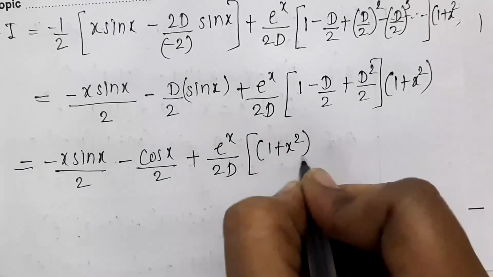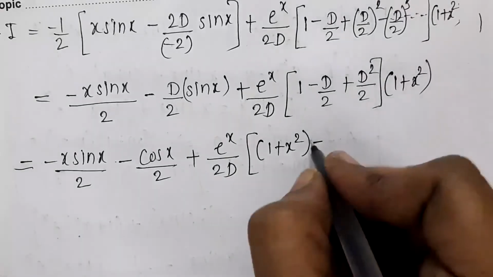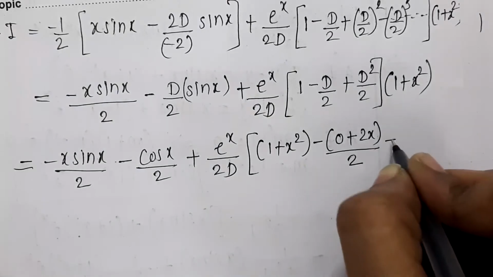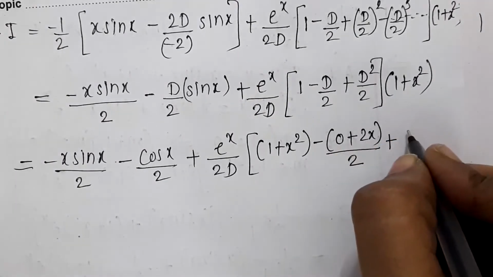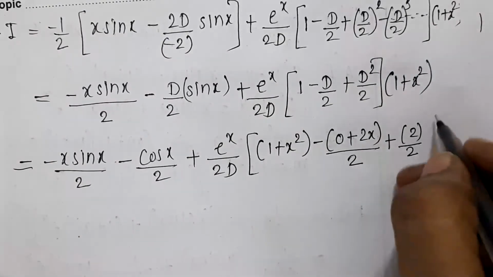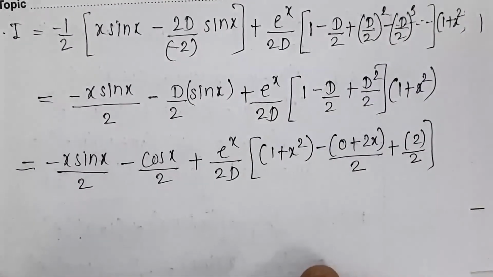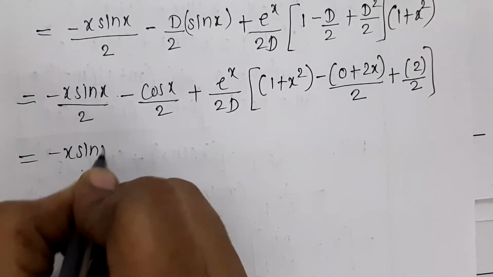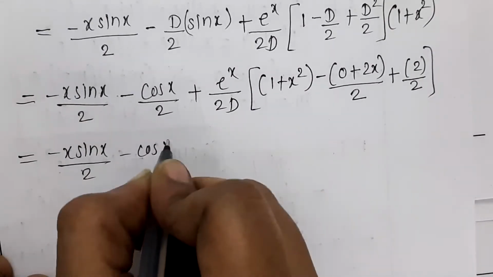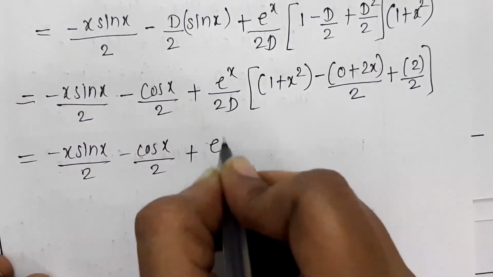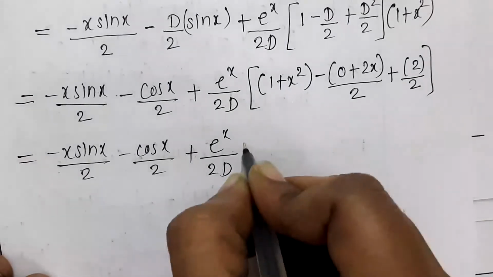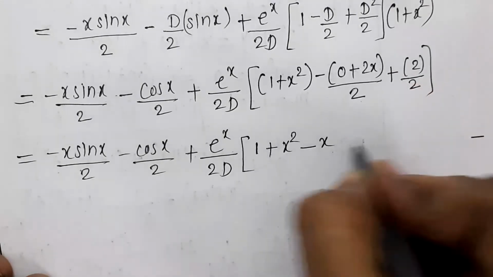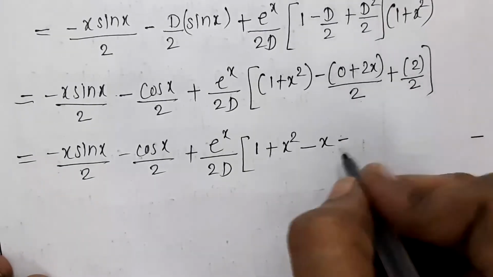It is 1 plus x square minus, what is derivative of 1? It is 0, and derivative of x square is 2x divided by 2, plus, what is derivative of the 0 plus 2x? It is 2 divided by 2. So it is equal to minus of x sin x divided by 2 minus cos x divided by 2 plus e to the power x divided by 2D in bracket 1 plus x square minus 2x divided by 2 is minus x, plus 2 by 2 is plus 1.